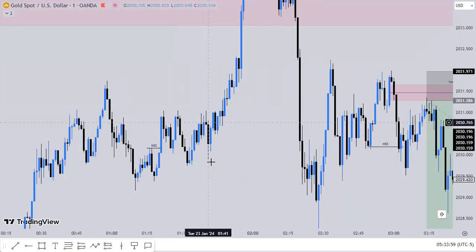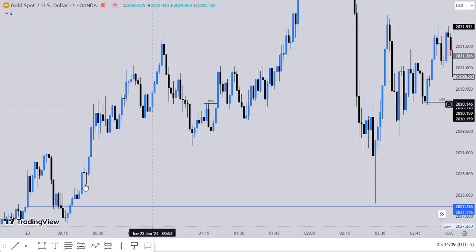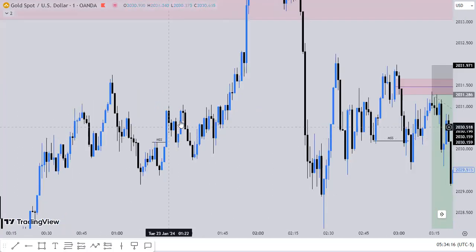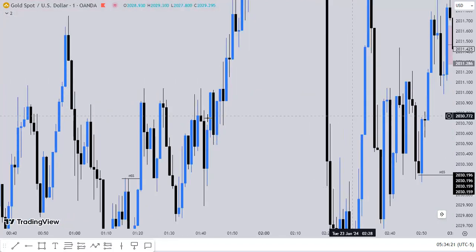So I wait for a confirmation. What is my confirmation? My confirmation is the MSS that happened here. I have a high time frame bullish movement on the 1 hour, so I will follow the 1 hour order flow. Price makes the MSS on the 1 minute, then displacement happened here.